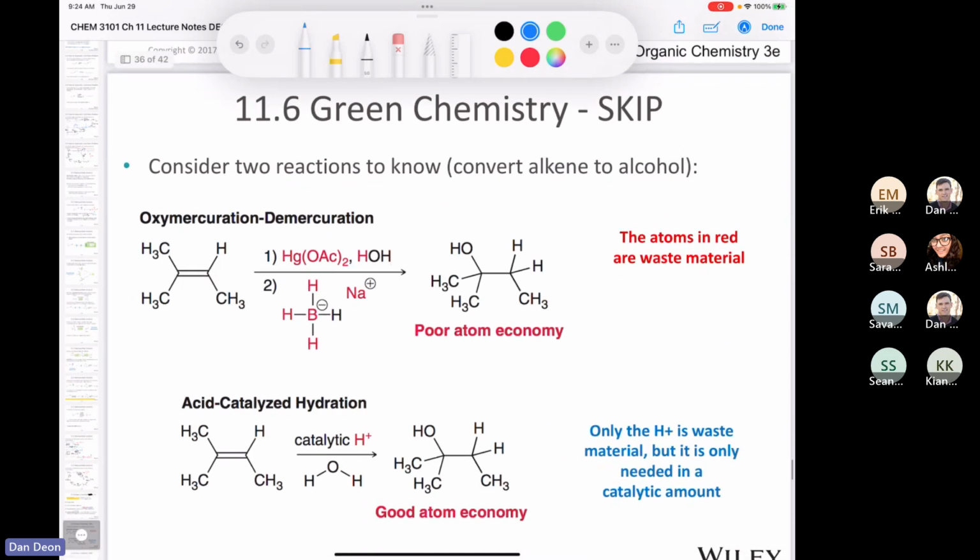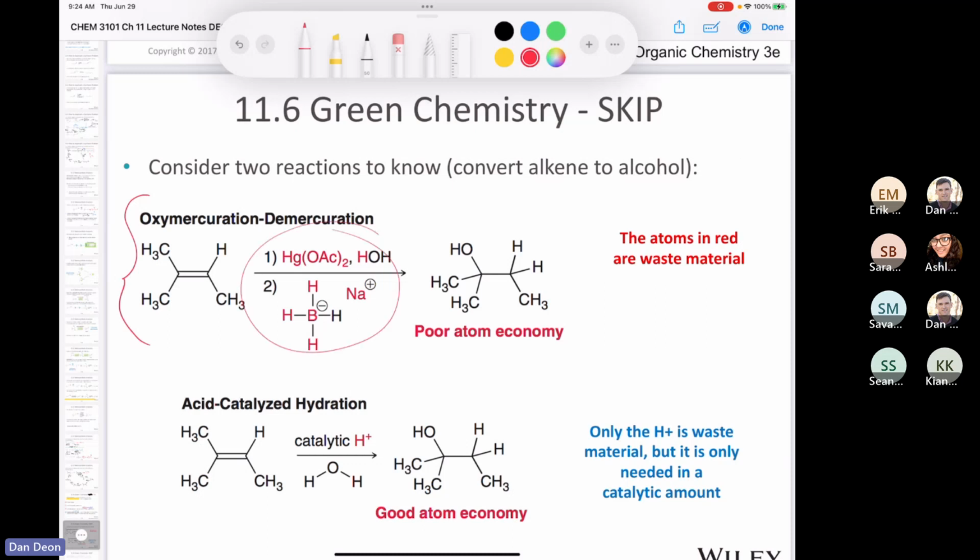If you're wondering what that means exactly, here's an example of two reactions. One has a good atom economy, and the other one has a poor atom economy. If we look at the oxymercuration-demercuration process shown here on the top, that's a Markovnikov addition of water that avoids a carbocation rearrangement. But theoretically, you could just use it to do a Markovnikov addition like is being shown here. But look at all the atoms that are highlighted in red in the reagents. These are atoms that don't end up in the final product. They end up in the waste.